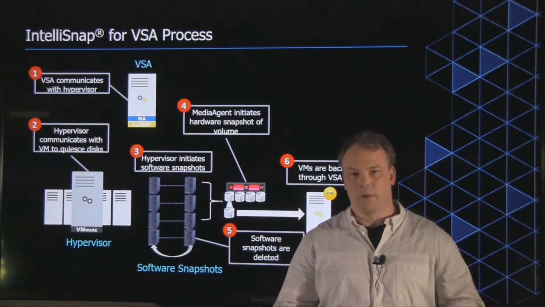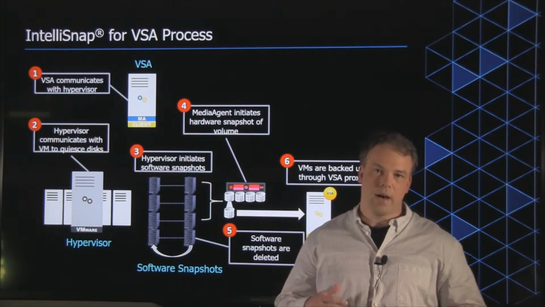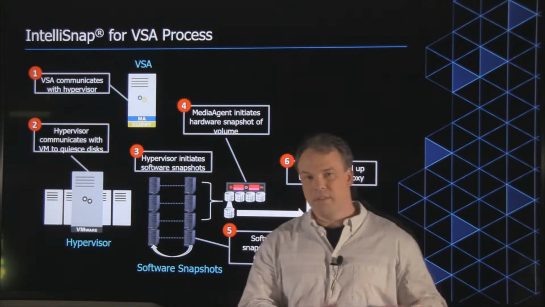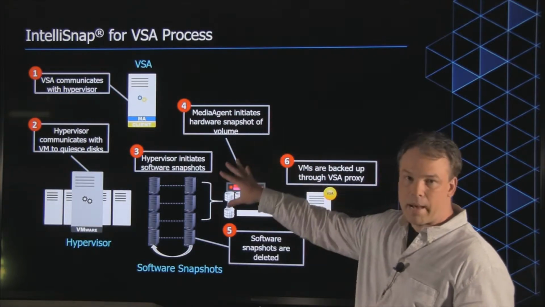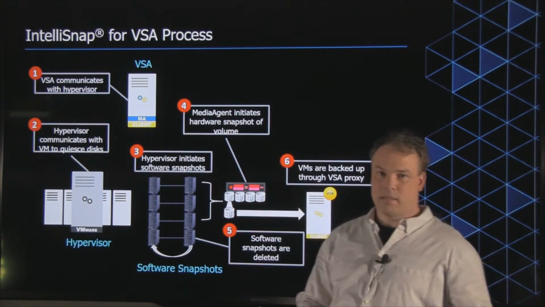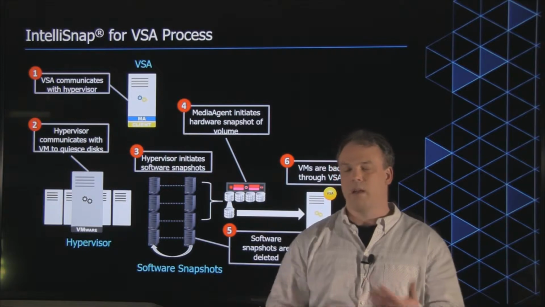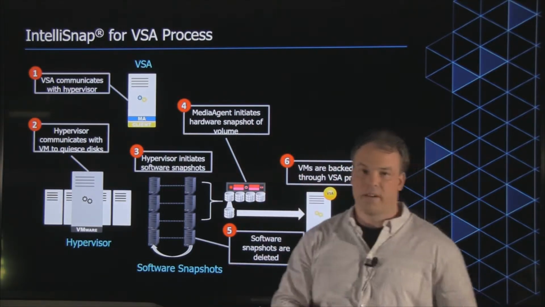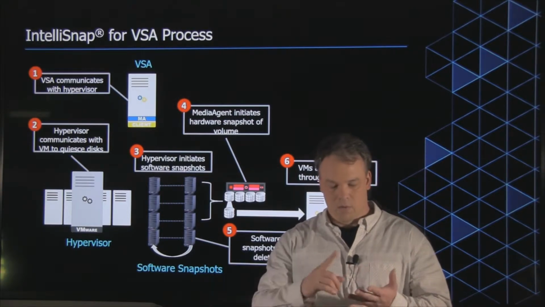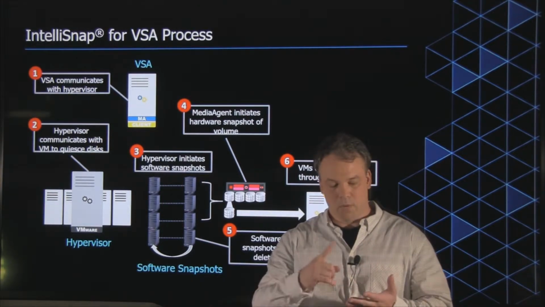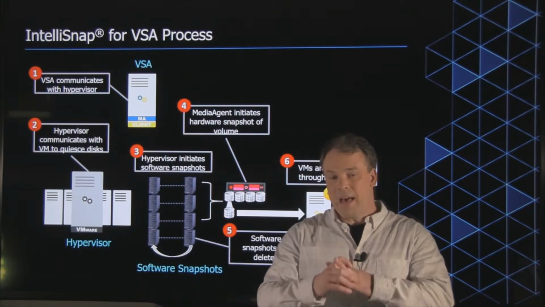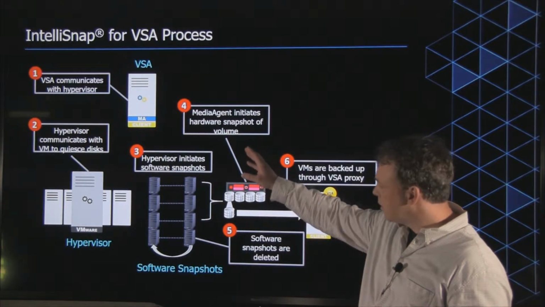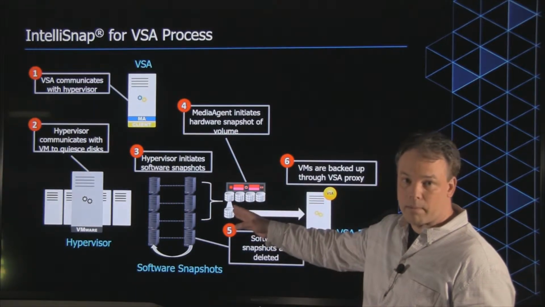In this video segment, we're going to review the process for how the virtual server agent works when we're using IntelliSnap. Now, in a previous video, we already talked about the VSA backup process, and most of that is the same, with the exception of now we're adding in a hardware snapshot. So we're going to reach out to the hypervisor. We're going to locate the virtual machines. We're going to engage VSS for Windows VMs. We're going to do a software snapshot. At that point, we're then going to communicate to the hardware, and IntelliSnap is going to engage a hardware snapshot.